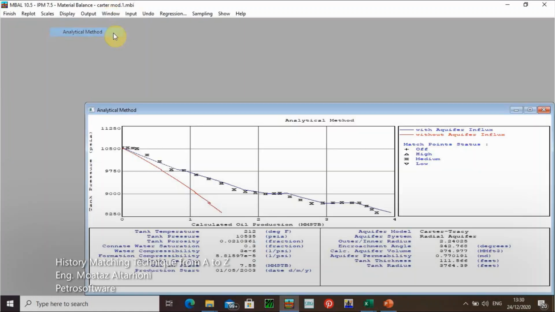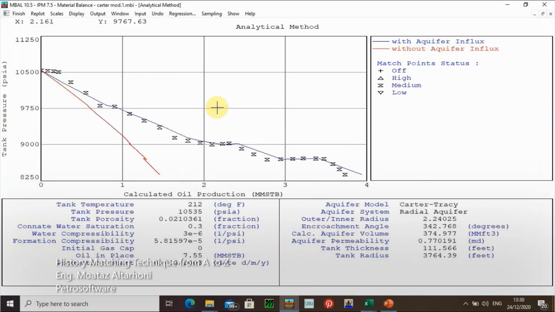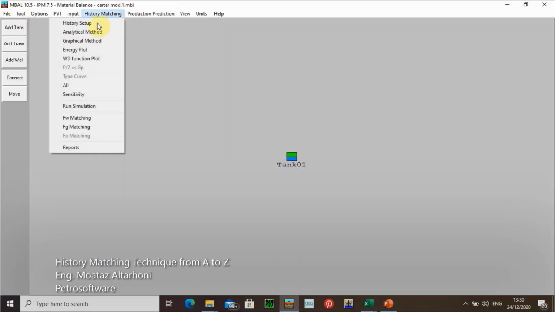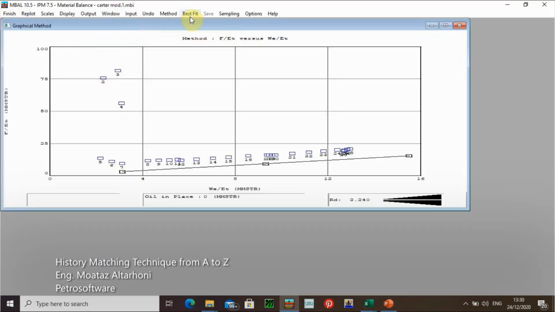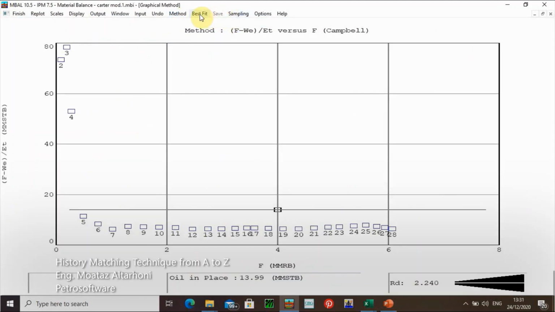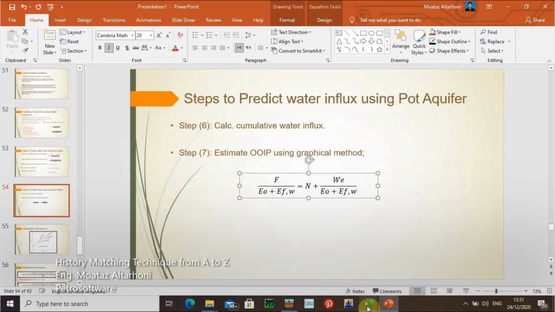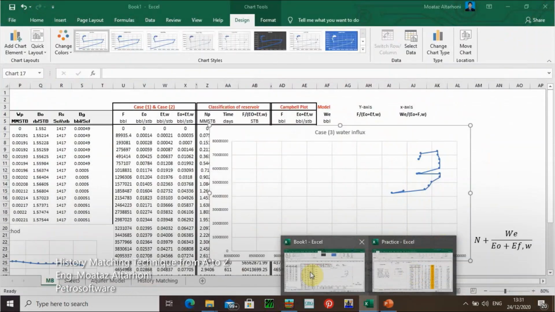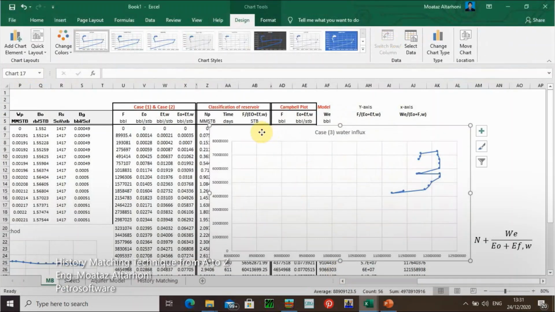But when I see that in analytical, I can see the method is matched here with all the data, but I need to use a different method. One of them is the Campbell plot. Yeah, the Campbell plot can help me to give a good result between these 2 points. So F minus E water influx divided by E total versus F. One of the methods I used before here in my case. I hope you get more benefit from these points.